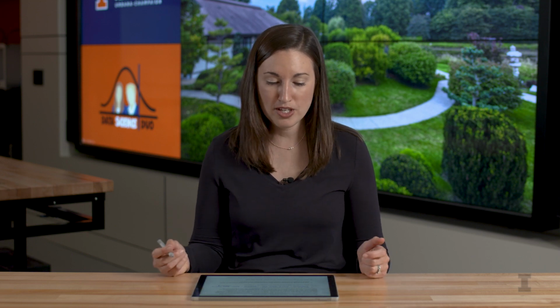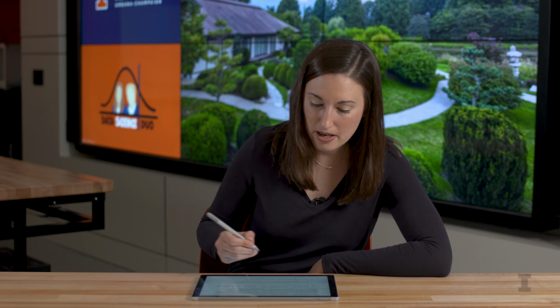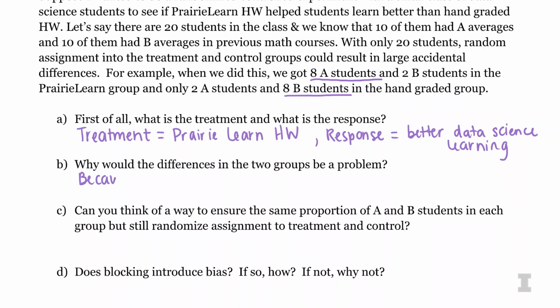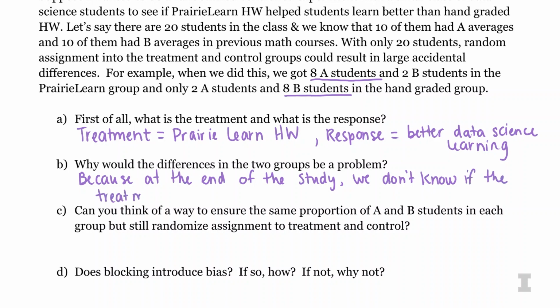So I'm going to say for this, why would the differences in the two groups be a problem? Because at the end of the study, we don't know if the treatment truly caused the response.